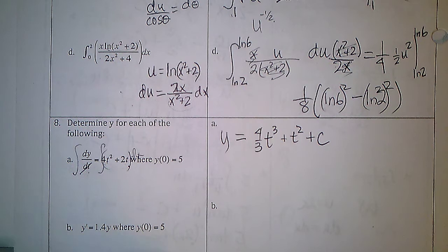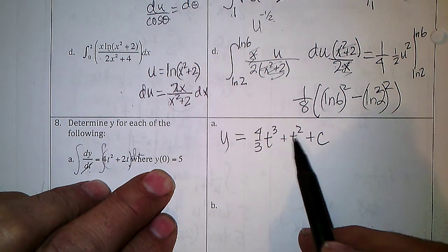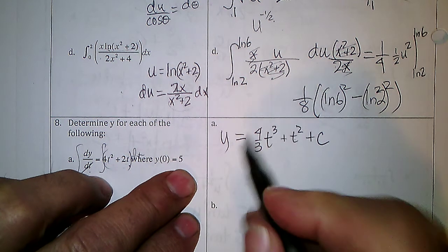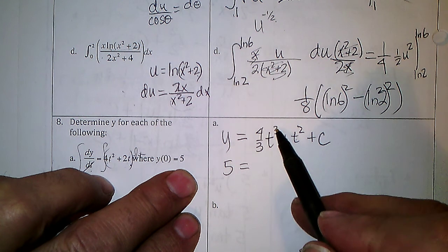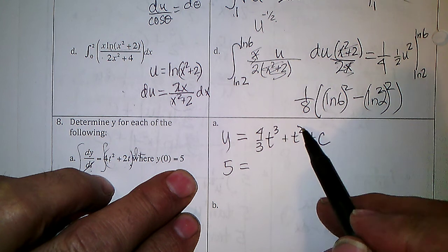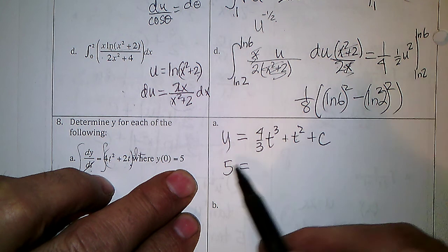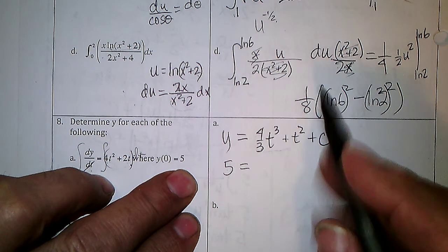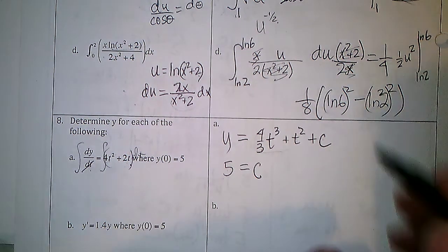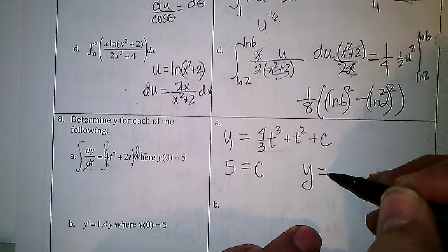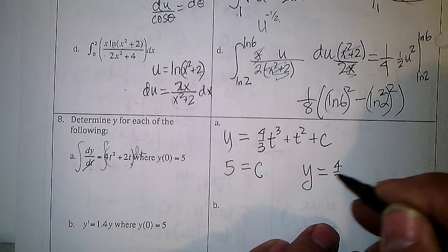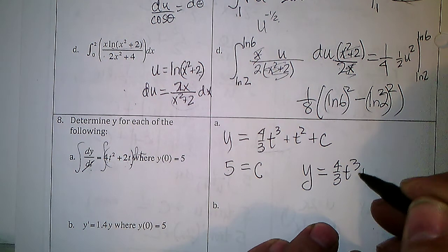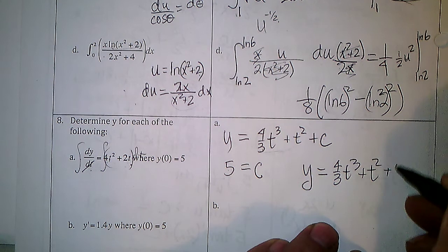And it says when t is 0, we're supposed to get 5. So 4/3 times 0 cubed plus 0 squared plus something is supposed to be 5. Well, all this will be 0, so c has to be 5, and so y would be 4/3 t cubed plus t squared plus 5.